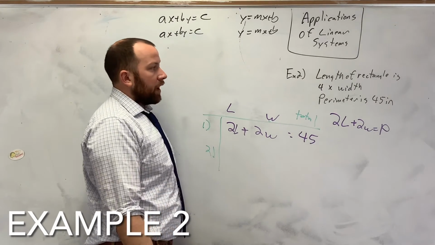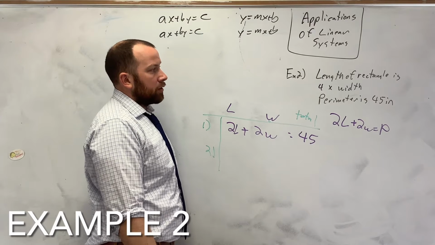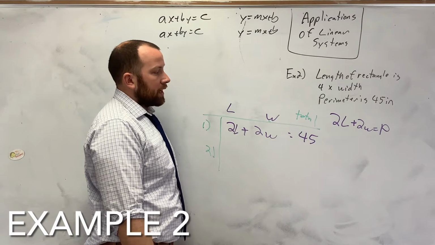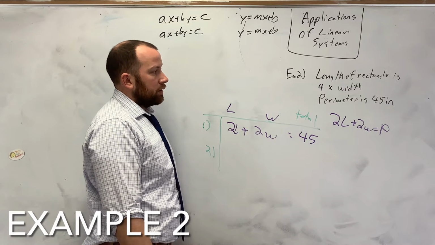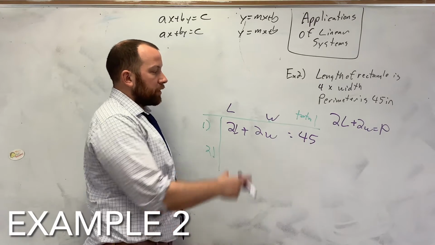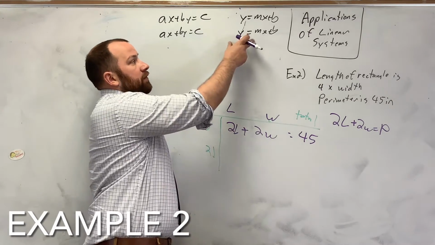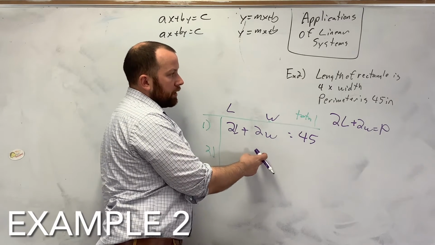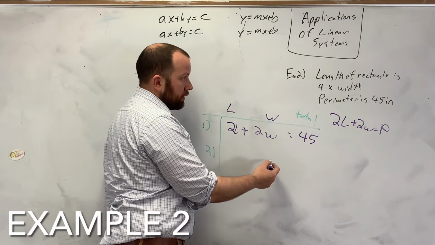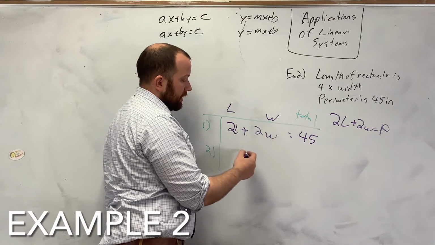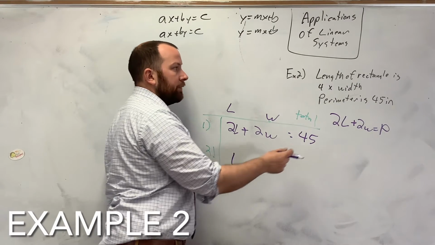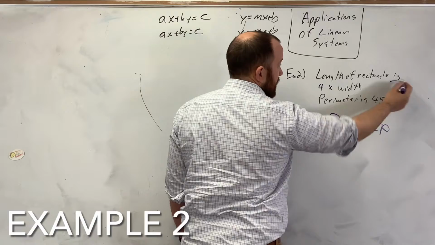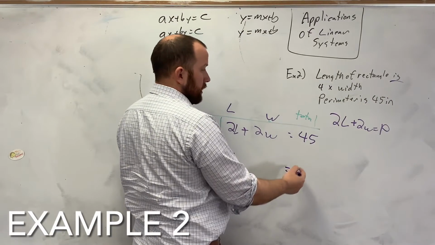All right, now I need to find my second one. The length of a rectangle is 4 times the width. All right, so this one's a little bit different. It doesn't fit into my mold here. It fits into this mold up here more. That's all right though. So if I know 4 times my width, I know my length, and then if I break this down, I have L equals 4W.